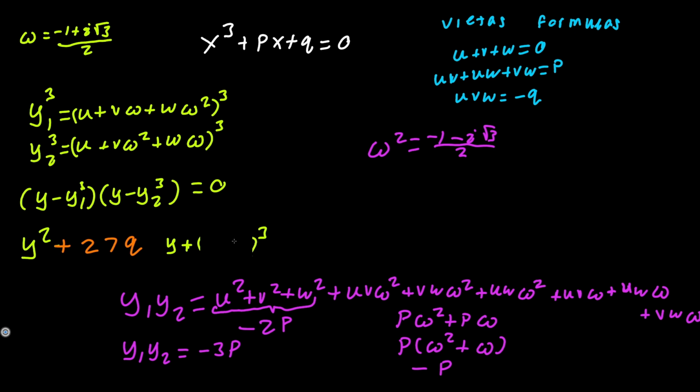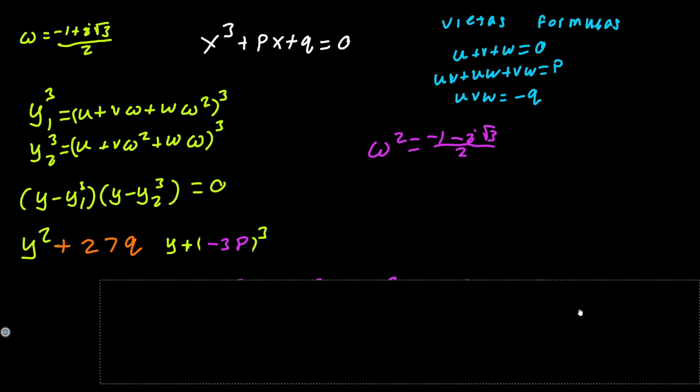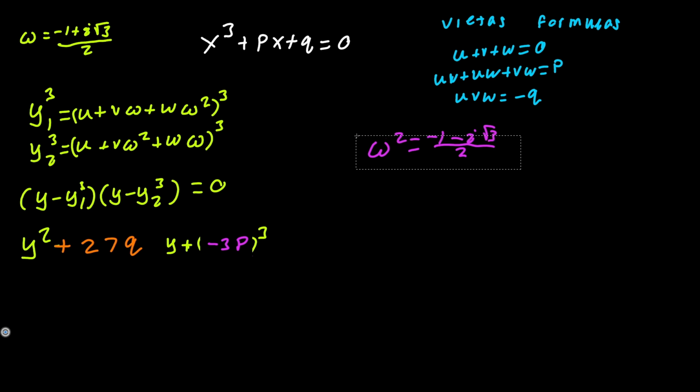So finally, we could just switch all our y1 and y2s with negative 3p. And here we have our resolvent for the depressed cubic.